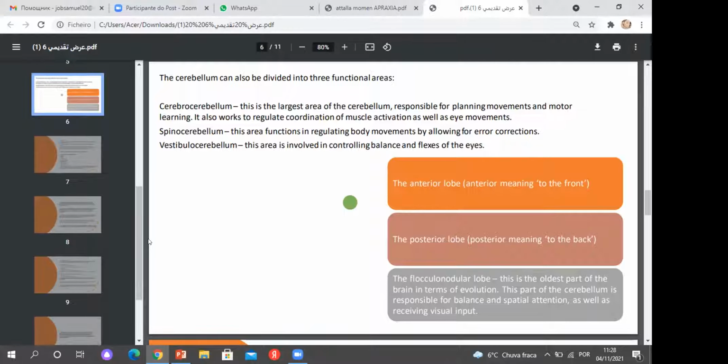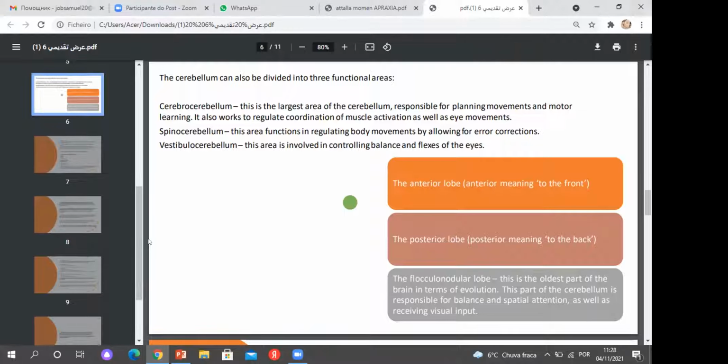The second one is the spinocerebellum. This area's function is regulating body movement by allowing for error correction. The third one, the vestibular cerebellum. This area is involved in controlling balance and reflexes of the eyes.